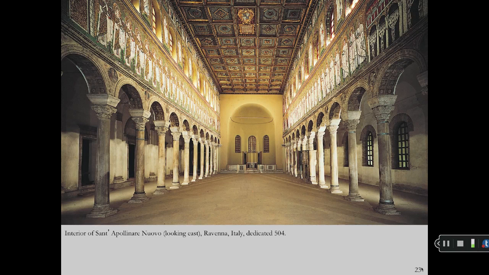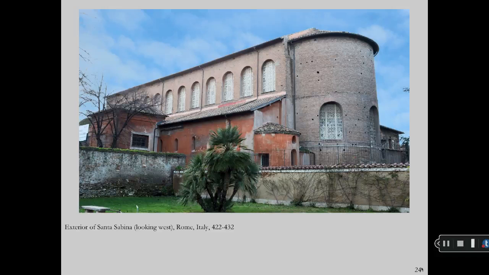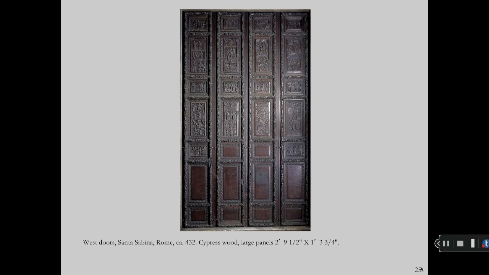Interior of Sant'Apollinare looking east in Ravenna, Italy. Santa Sabina, built with a basilican structure, as you can see here. The west doors of Santa Sabina in carved cypress wood.